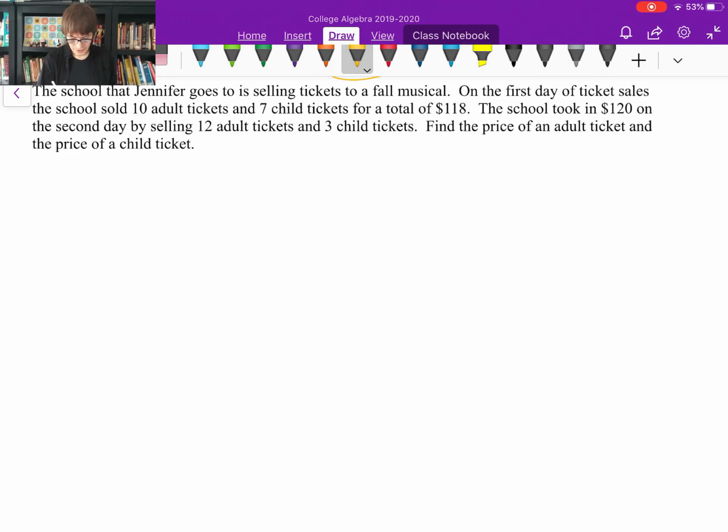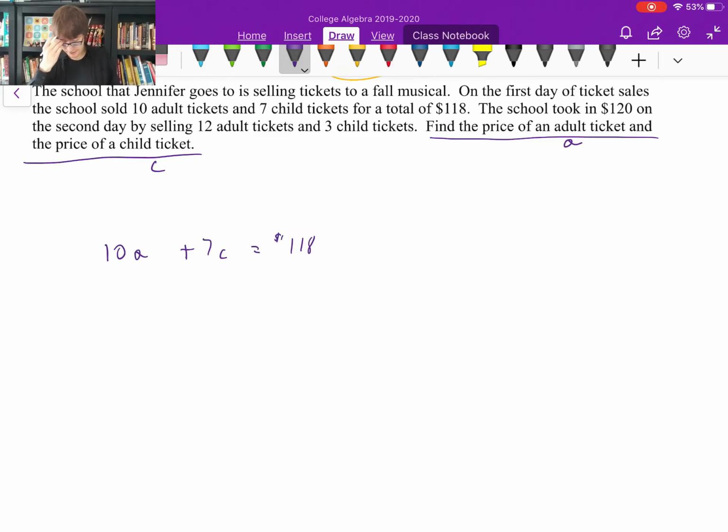Okay. So let's see. It's asking us to find the price of an adult ticket and the price of a child ticket. So our variables are an adult ticket and a child ticket. I'll use A and C for those. Okay, so we need to figure out equations based on this. And here's where the numbers come in. It says on the first day of ticket sales, the school sold 10 adult tickets and 7 child tickets for a total of $118. That makes sense. So the price of 10 adult tickets plus the price of 7 child tickets equals the total price of $118. That's night 1.